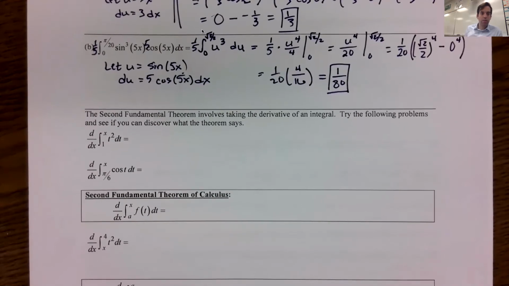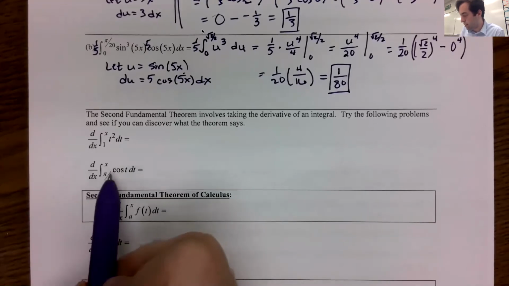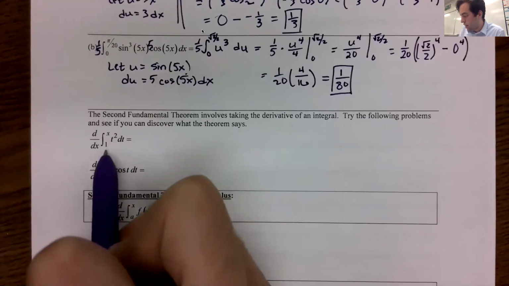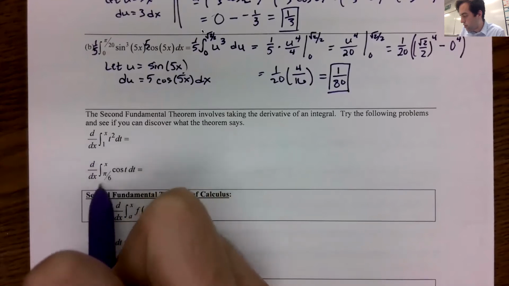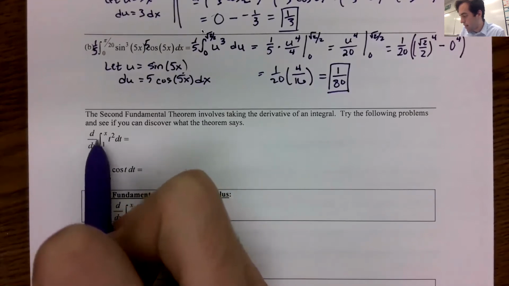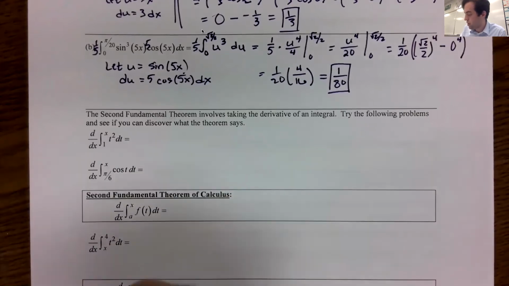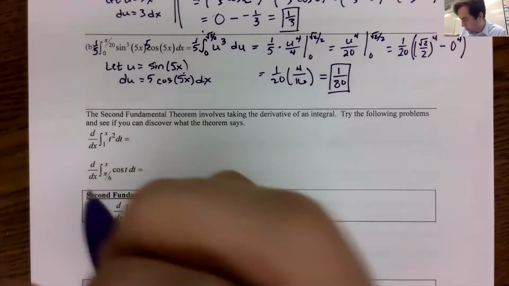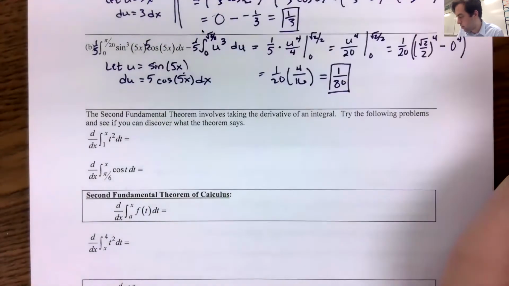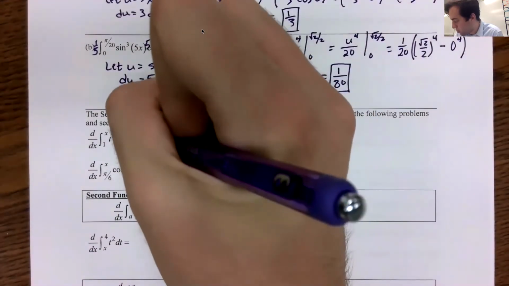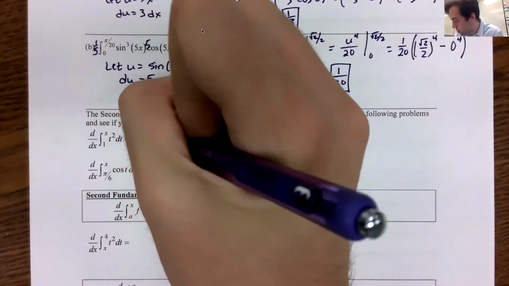The second fundamental theorem involves taking the derivative of an integral. Try the following problems and see if you can discover what the theorem says. So we're going to do this together. And notice that for each of these, we have an integral from some number to x. And then we're going to be taking the integral first and then taking the derivative of the result. So for this first one, let's try it. We don't have to do any sort of u substitution here. We're just going to be doing the integral first.